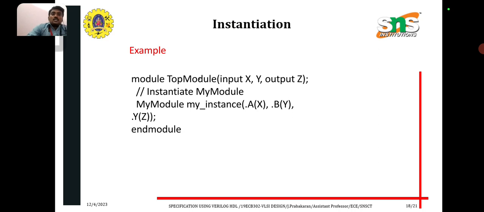Module instantiation allows designers to build complex systems by combining simpler modules. It promotes modular design practices, making the code more readable, maintainable, and scalable. Each module can be designed and tested independently, and the overall design can be easily understood by looking at the hierarchy of instantiated modules.